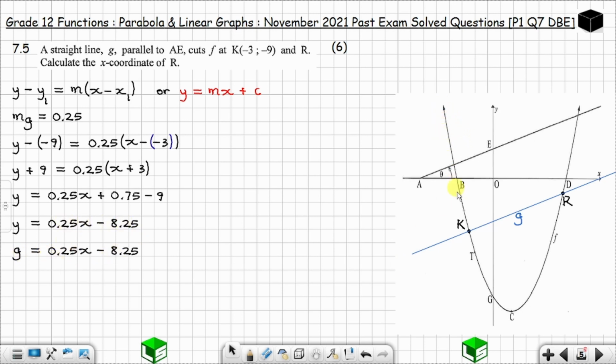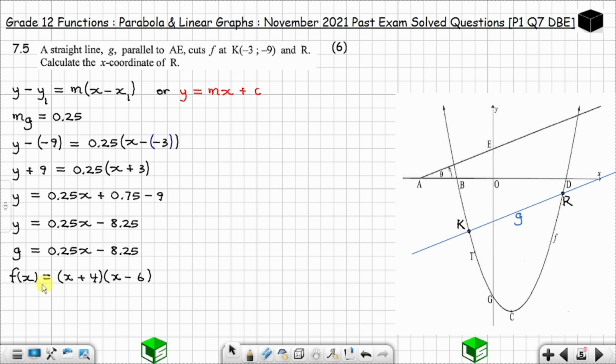And the equation of the graph of f is also given. This is the equation, you can check it from the question. We have the equation of the two graphs, the line and the parabola. They are intersecting at K and R.